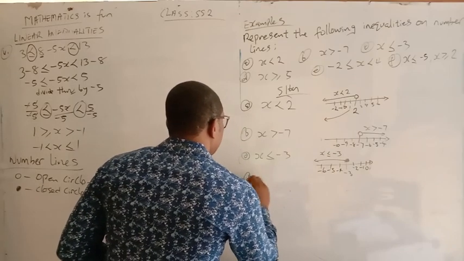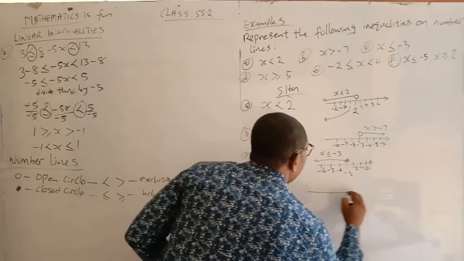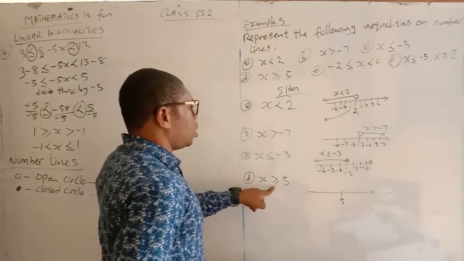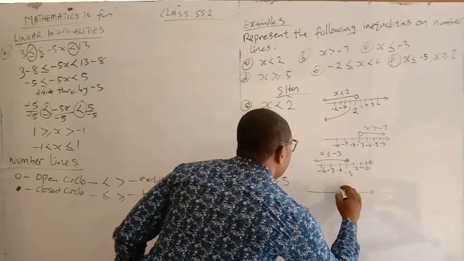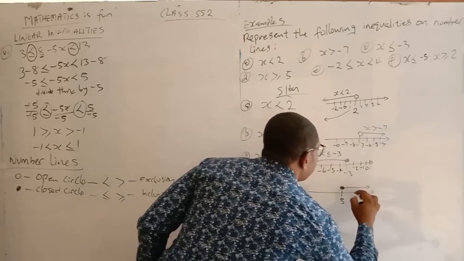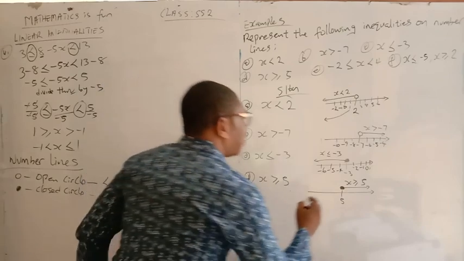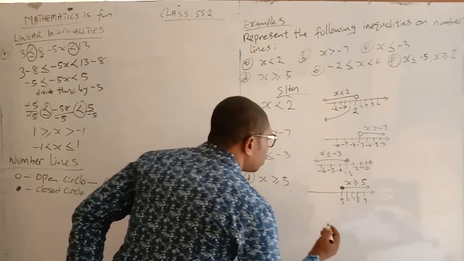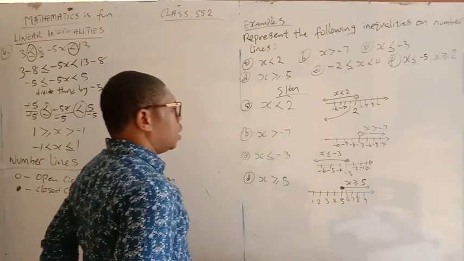Then D, x greater than or equal to 5. What we are saying is this. You have 5. Because it is inclusion, you have a closed circle, and greater than 5 goes to the right-hand side. So you have x greater than or equal to 5. And the numbers are 5, 6, 7, 8, 9, and so on. But not 4, 3, 2, 1, and so on.